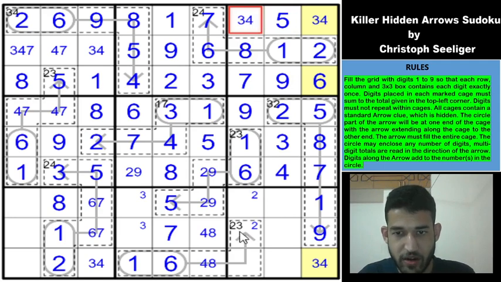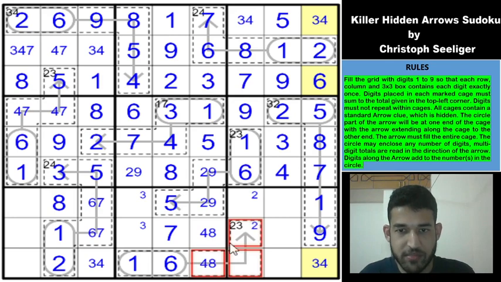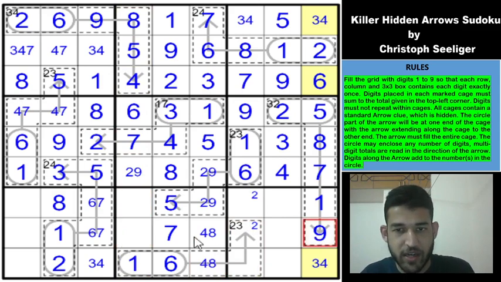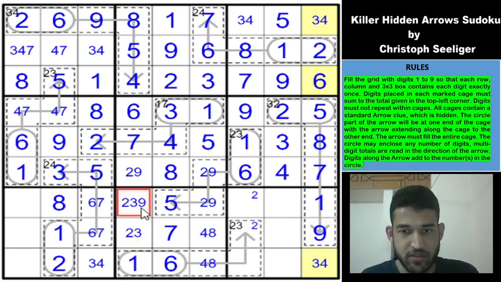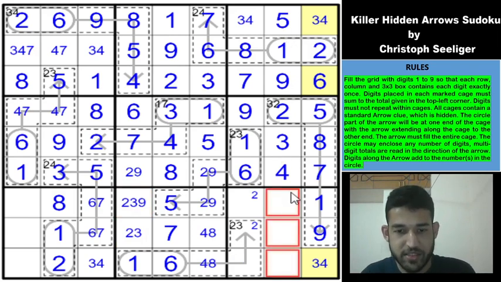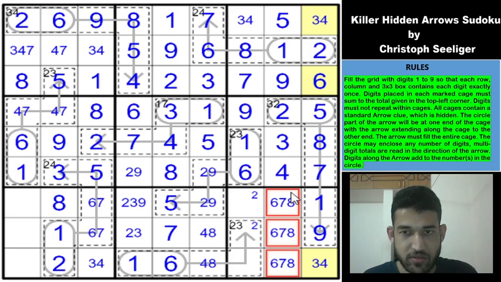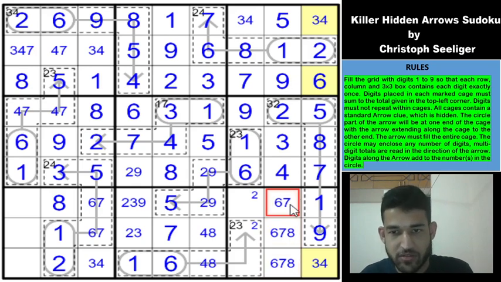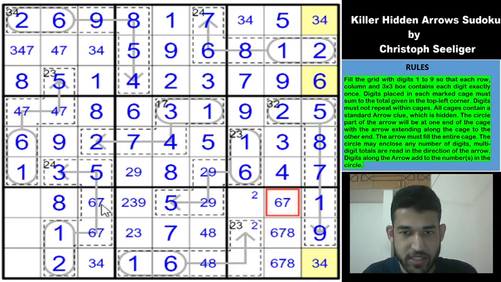So I think sooner or later we have to come to this cage, guys, because we have resolved almost everything except this cage. So column 4 has 4, 5, 8, 1, 6, 7. So remaining must be 2, 3, 9. 9 is here. So this is 2, 3 and this would be 2, 3 and 9. So these 3 digits must be 6, 7, 8. Okay, 8 cannot go here. So this is 6, 7. So 6, 7 pair.